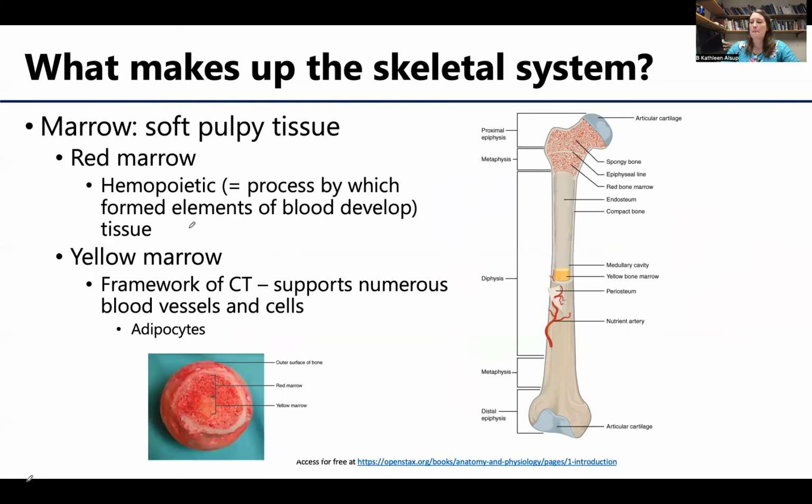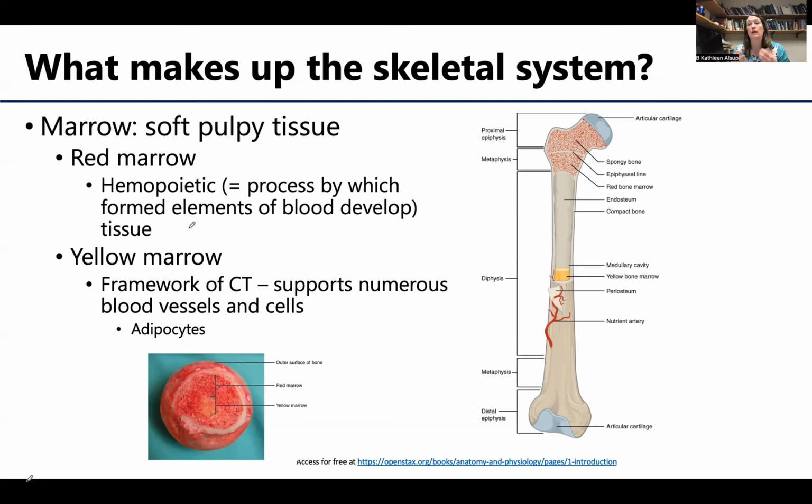All right, bone marrow is another component of bone. So bone marrow is going to be housed within bony tissue. All right, so this is an important concept. It will appear kind of soft and pulpy, and it will be found in hollow spaces of the bone. All right. And there are 2 major types, and the amount of these 2 different types will differ depending on age.